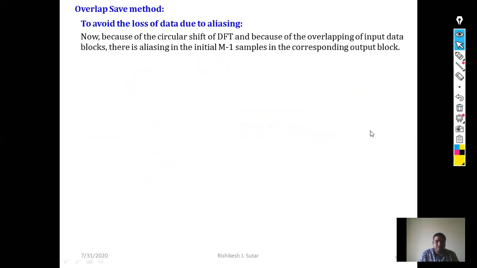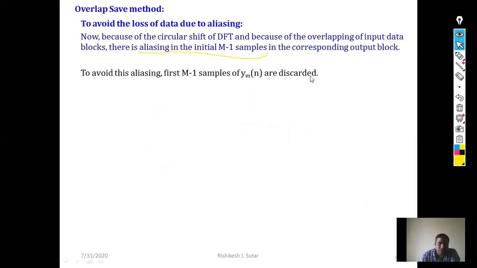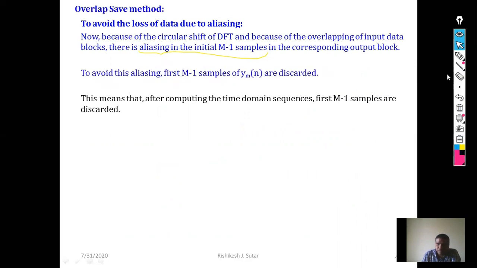So there is aliasing in the initial M-1 samples because there is overlapping. If there is overlapping, aliasing will occur. To avoid this, I have to discard the first M-1 samples from y1 of n. That means after computing the time domain sequences, the first M-1 samples are discarded from each block.